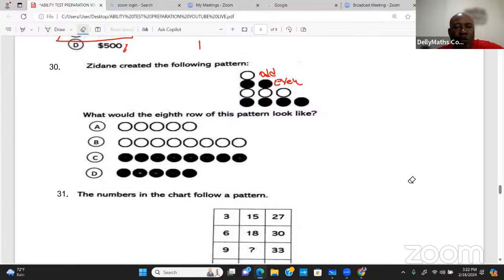So the odd ones are in white and the even ones are in black. So definitely they want to know what? What is the eighth? That's even. 8 is an even number, which means I already know that my answer is going to be black.